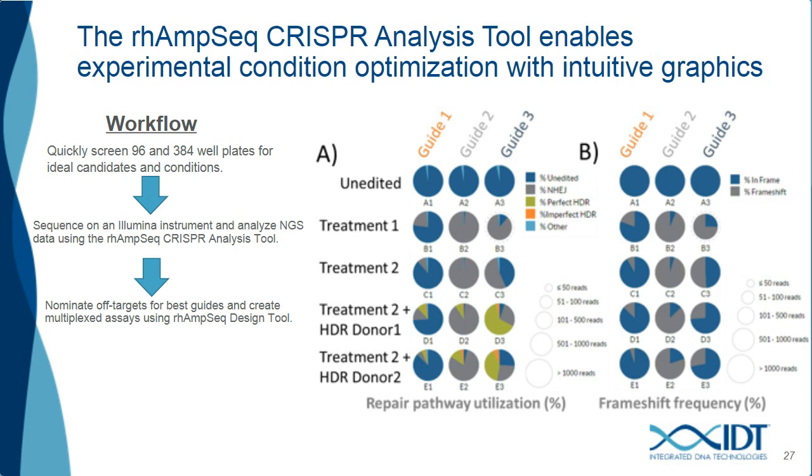From here, you could nominate off-targets under this condition and create a multiplexed assay using the rhAmpSeq design tool to assess off-targets.